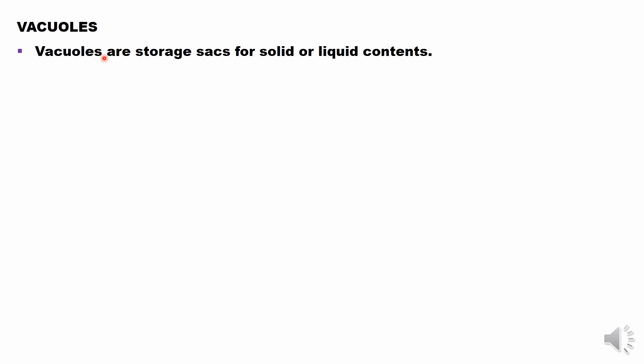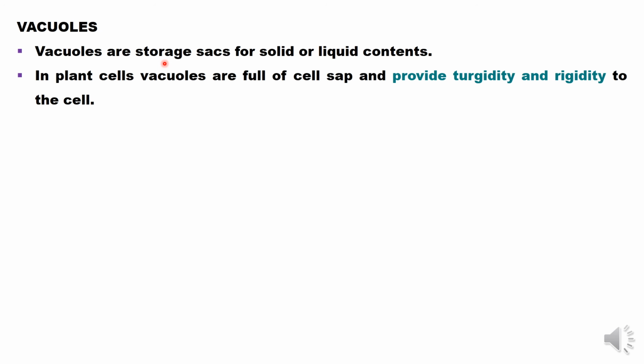Now let us go to vacuoles. What are vacuoles? So, they are storage sacs for solid or liquid contents. Sacs and for storage. Simple. Now, where do we find them? So, we find them in both plant cells and animal cells, but in plant cells, vacuoles are very large, and remember, they might be covering almost 50 to 90% of the total cell volume, depending upon the stage of the cell.